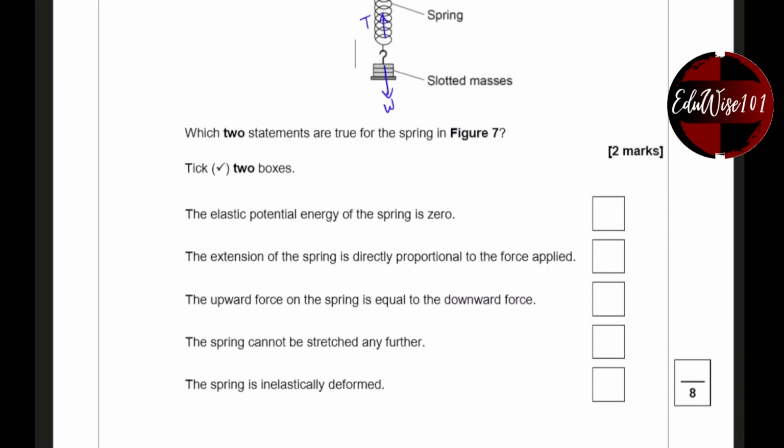Which two statements are true for the spring? The elastic potential energy of the spring is 0. That's not correct. The extension of the spring is directly proportional to the force applied. No, it's inelastically deformed. The upward force on the spring is equal to the downward force. Yes, that's correct. The spring cannot be stretched any further. No, that's not correct. And the spring is inelastically deformed. That's correct as well. That brings us to the end of question number 3.